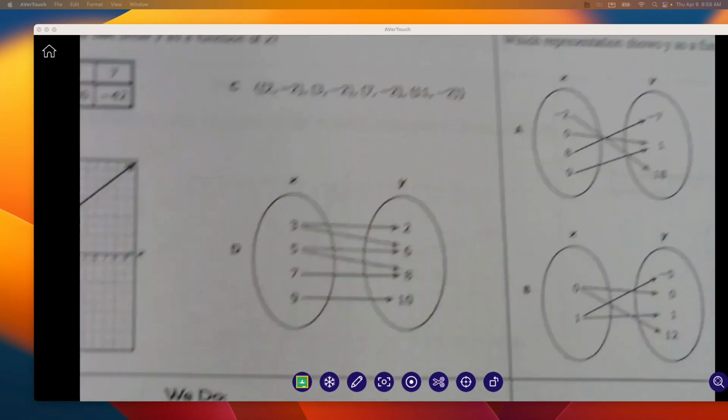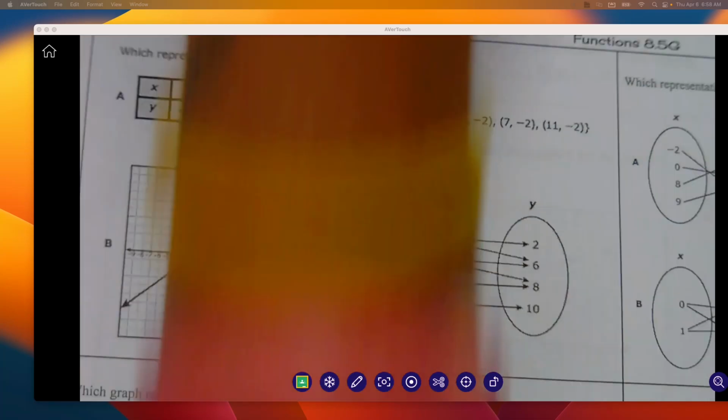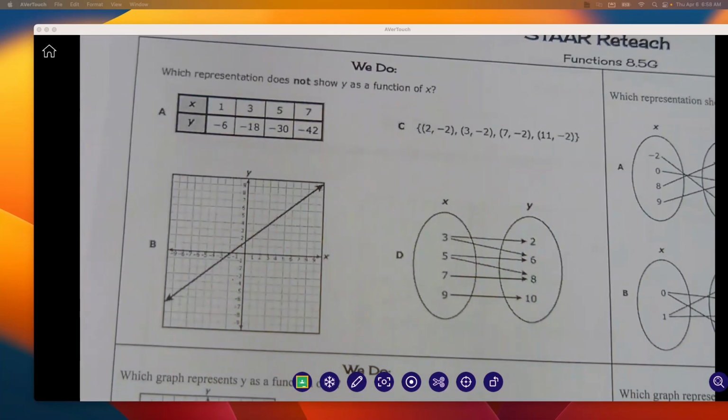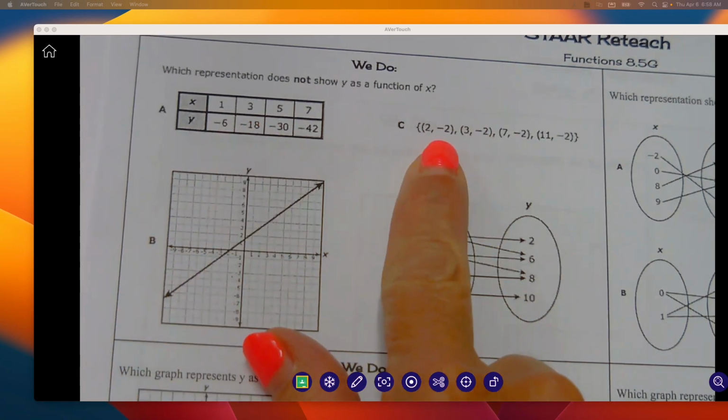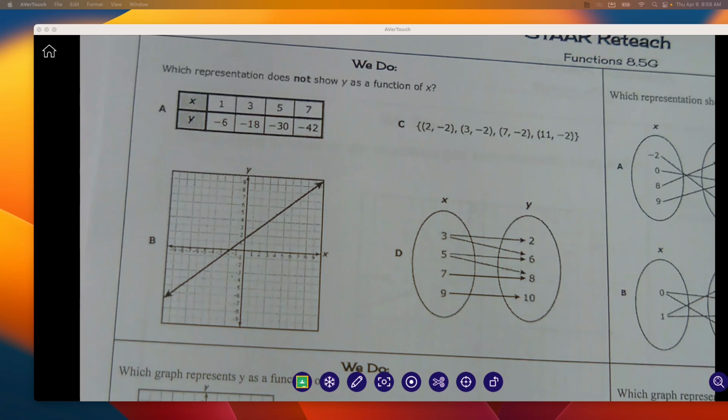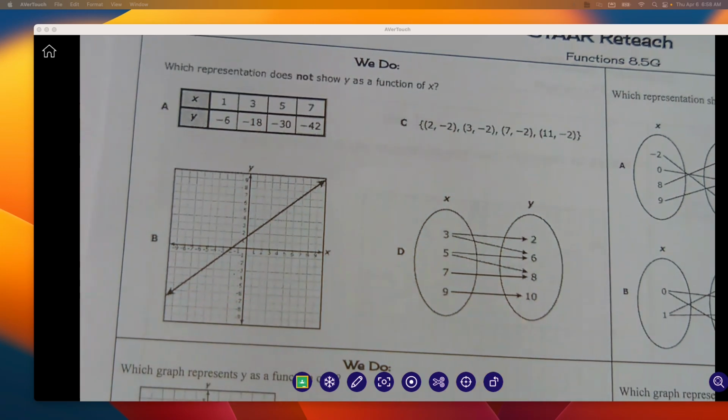Okay. Now let's move on to functions. Remember when we talked about functions, there were 4 different representations. We have one that's a table. Also, you see that you have ordered pairs. Then you have a graph. Then you have mapping. So these are the 4 different ways that you can see it.